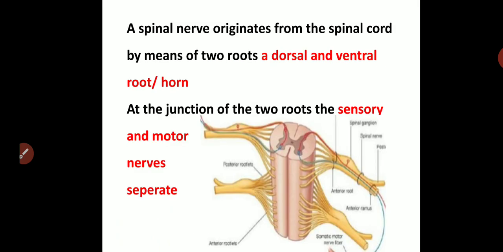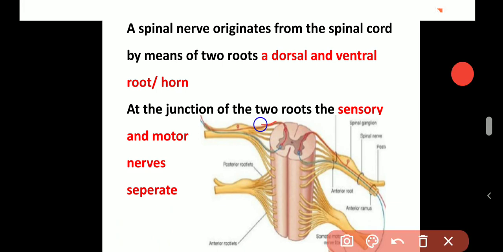These spinal nerves, as you can see in the diagram, originate from the two roots. That is, you have the dorsal root and the ventral root. These join together. Now these nerves, the dorsal and the ventral, at the junction where the two roots, the sensory and the motor nerves, separate. Here, they join together and it goes as one single nerve.